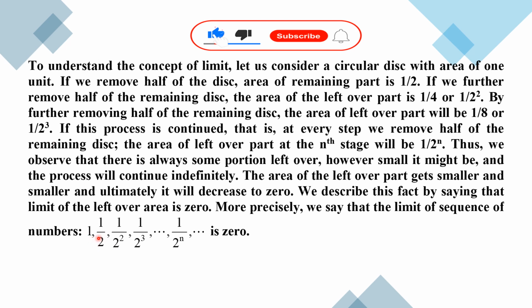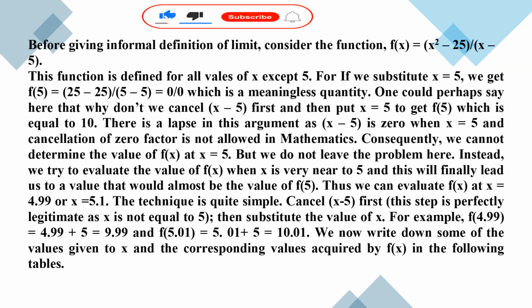Similarly, as we keep cutting the disk in half, we get 1 over 2 squared, and so on, continuing to 1 over 2 to the power n, and it goes to 0. So the area of the leftover parts gets smaller and smaller, ultimately decreasing to 0. We describe this fact by saying the limit of the leftover area is 0. More precisely, we say the limit of the sequence is 0. You can understand the concept with this simple example.